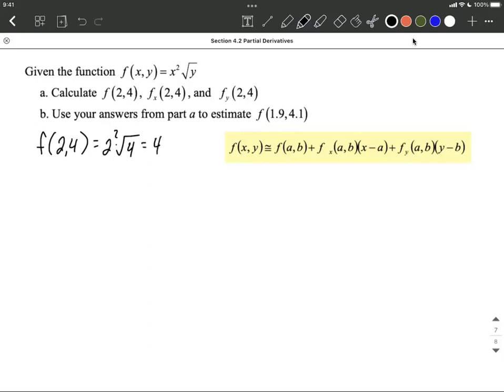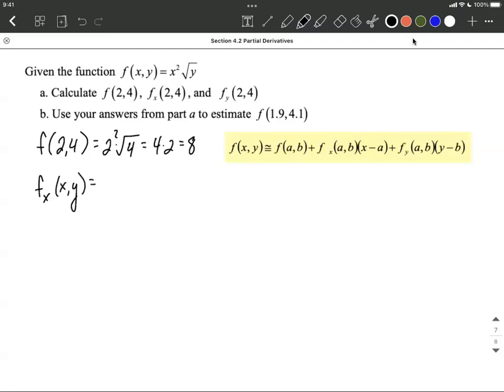Do a little bit of simplifying down, and we have 2 squared is 4 and the square root of 4 is 2, so 4 times 2 works out to be 8. All right, next, in order to evaluate the partial derivative with respect to x at 2, 4, we're going to have to find the partial derivative first with respect to x.